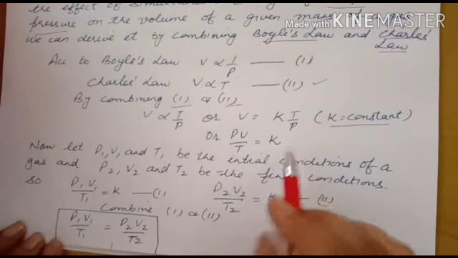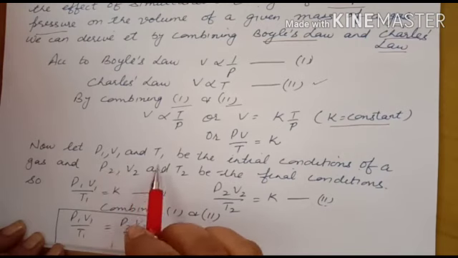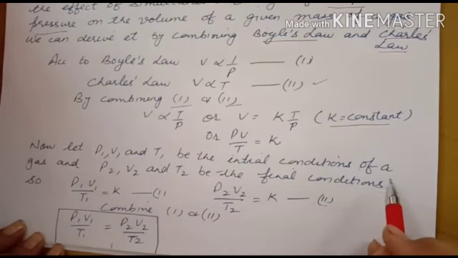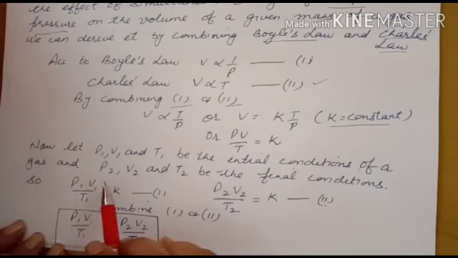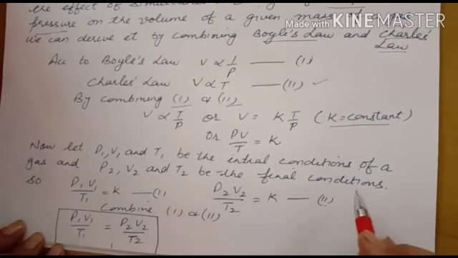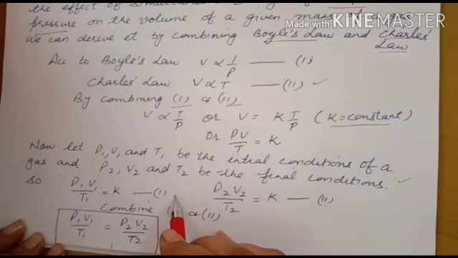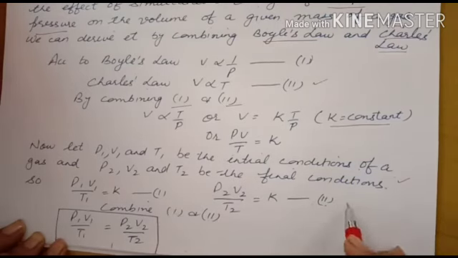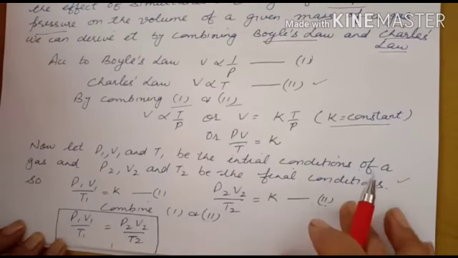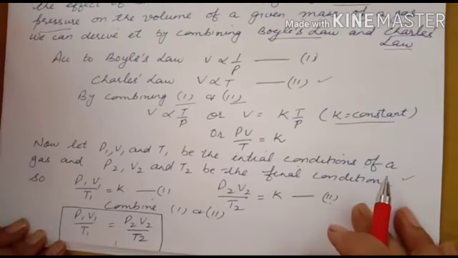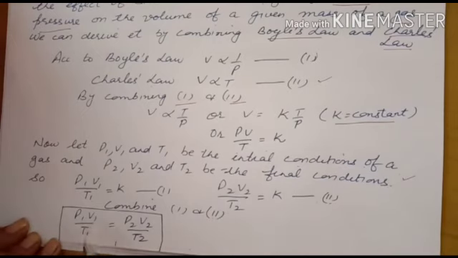Now let P1, V1 and T1 be the initial conditions of a gas and P2, V2 and T2 be the final conditions. So P1 V1 upon T1 is equal to K. Let me take it number 1. P2 V2 upon T2 is equal to K. Let me give it number 2. Combine 1 and 2 and we get the gas equation for that gas: P1 V1 upon T1 is equal to P2 V2 upon T2.